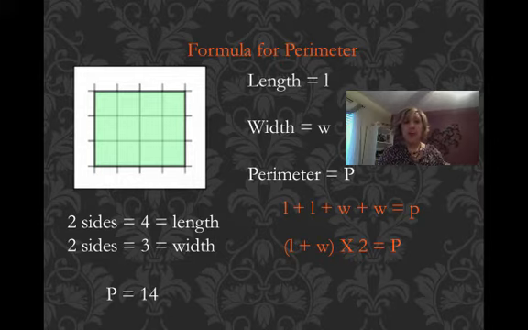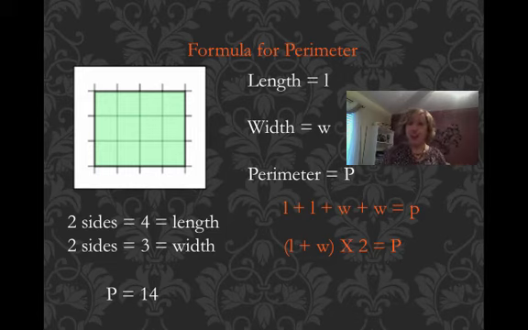So if I were trying to complete this perimeter, I'm remembering that it's addition. I'm going to be thinking addition, adding up all the way around. I would add up 4 plus 4 plus 3 plus 3, and I would get a perimeter of 14.